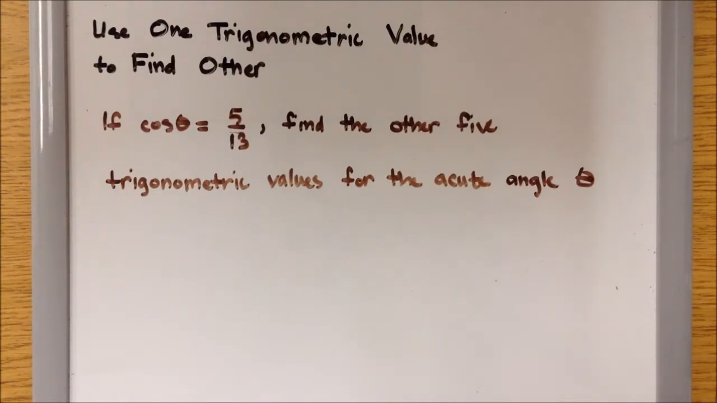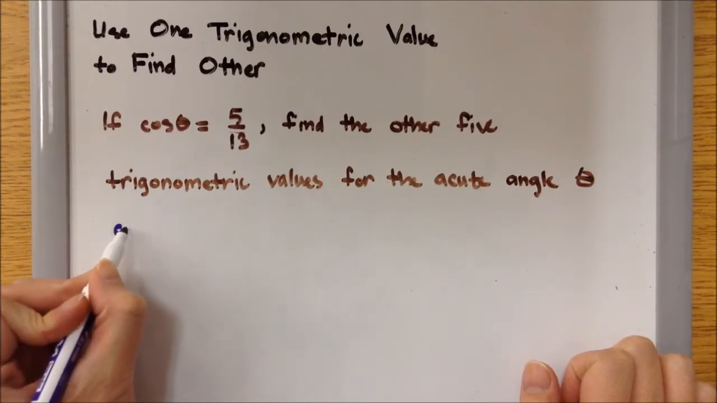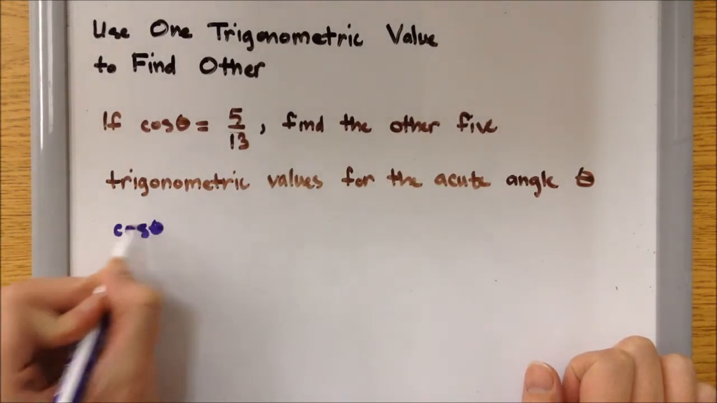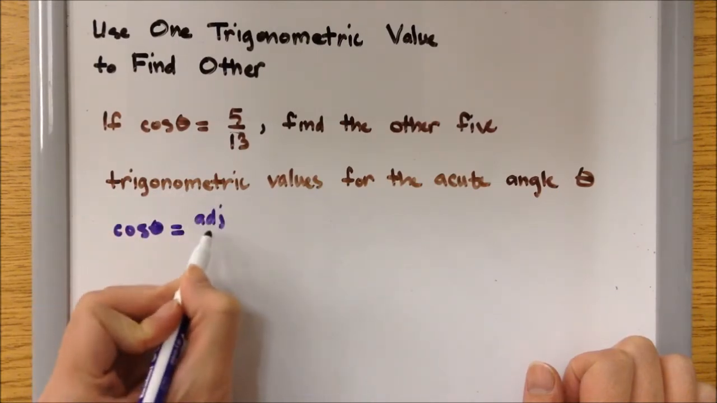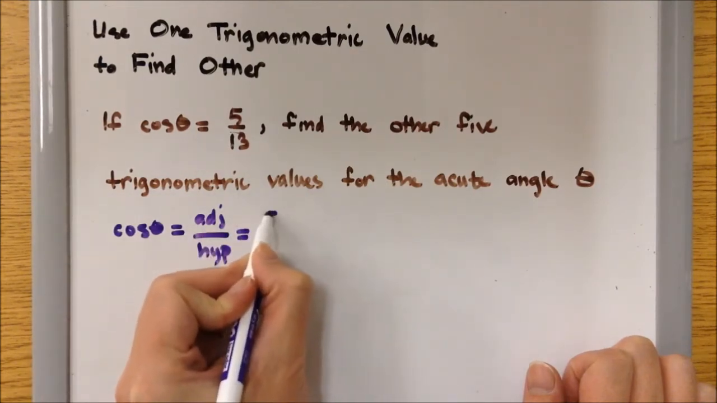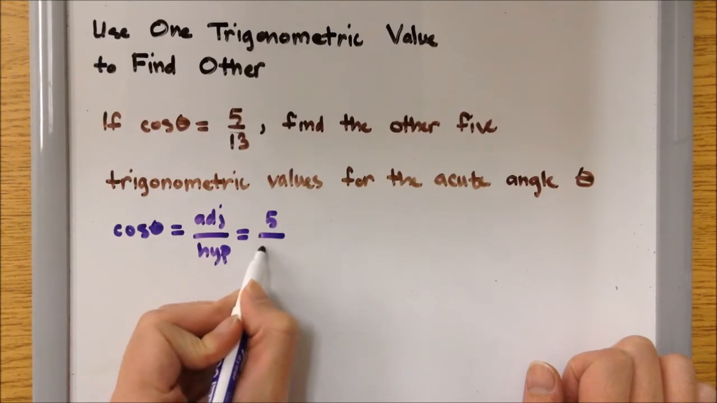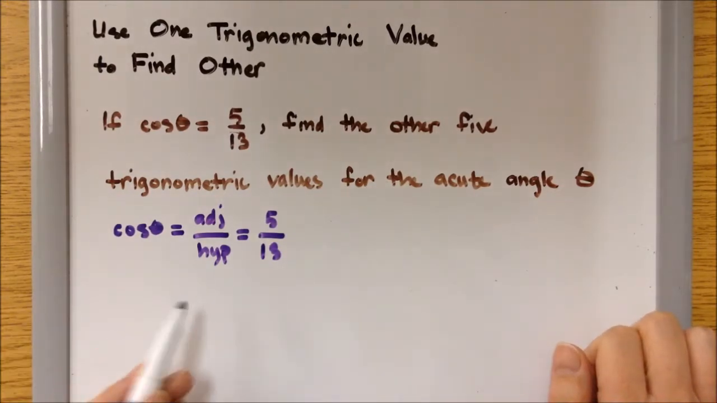So if we were to go back to the trig function, we remember that cosine theta is equal to adjacent over hypotenuse. So 5 is the adjacent side and 13 is the hypotenuse side. If I were to draw my triangle in this example, you have to draw a picture to better see it. So I'm going to draw a right angle triangle.